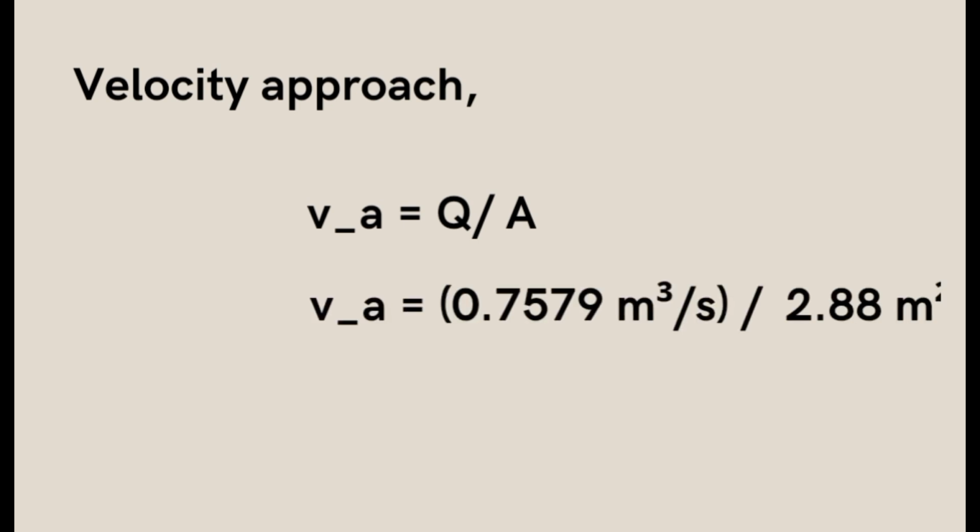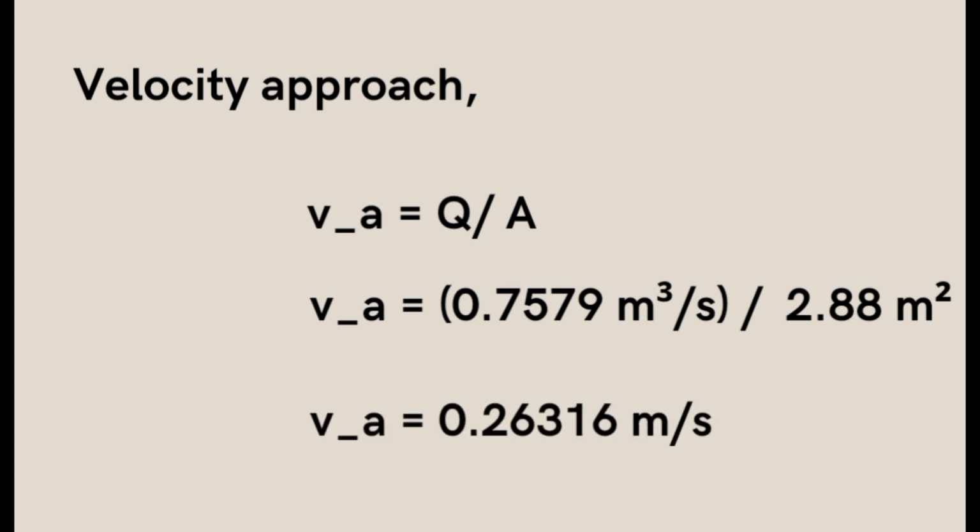And for the next step, to solve for velocity of approach, we can use the formula velocity of approach is equal to flow rate over area. Now, let's substitute the values needed in this formula. Velocity of approach is equal to 0.7579 cubic meters per second divided by 2.88 square meters. And now we already know our velocity of approach is equal to 0.26316 meters per second.